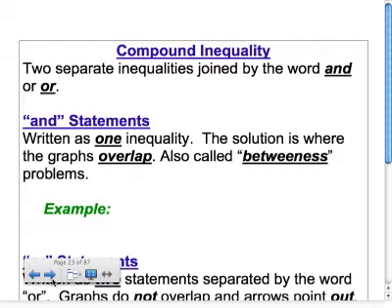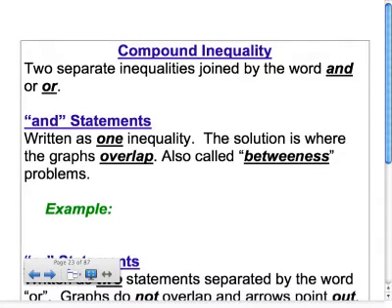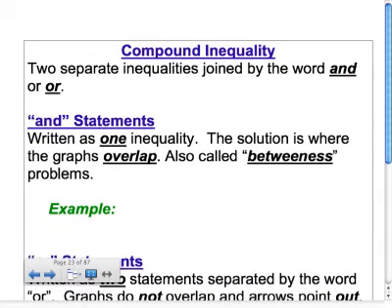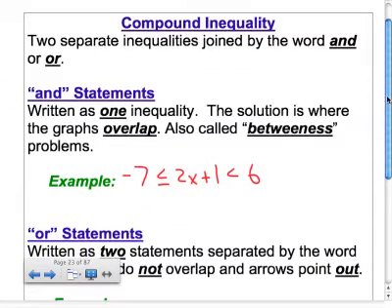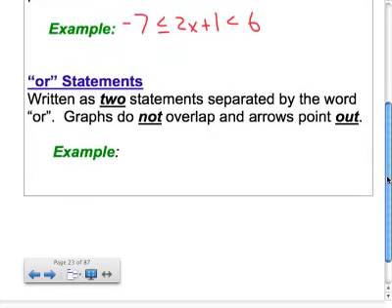An example of a compound inequality would be something like -7 is less than or equal to 2x plus 1 is less than 6. So it's written as one giant inequality. There's three different things there, but it's all written as one inequality. And we'll look at how to solve that here momentarily.